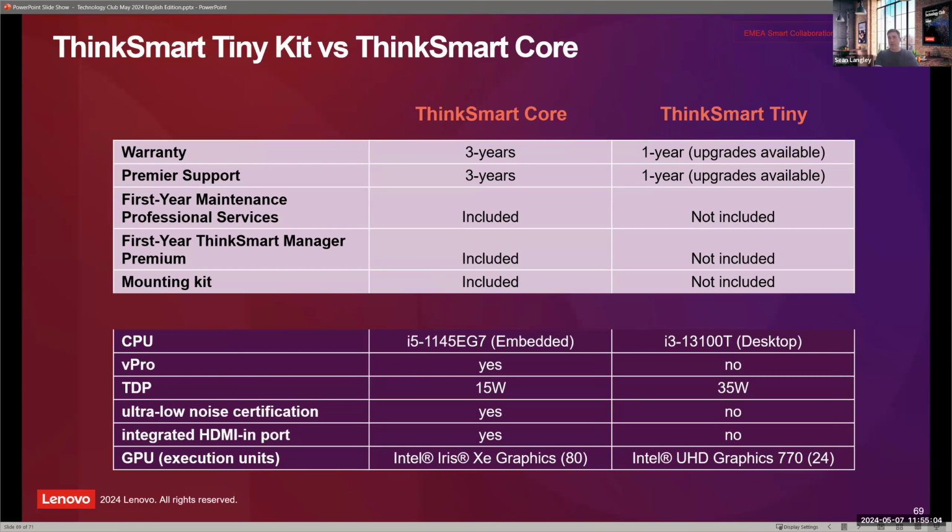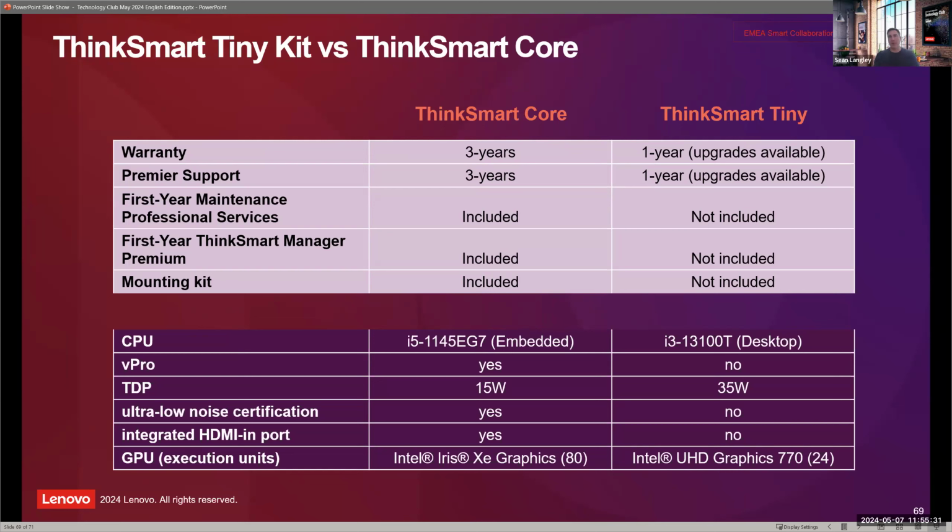The TDP, it's far less on the Core because, again, that is built for room systems. So, it's more than double on the Tiny. But again, this is not going to impact the overall functionality of it. It's just to draw the differences between a dedicated room system and a desktop room system. It doesn't have the ultra low noise certs like the Core does, nor does it have the integrated HDMI input port. And I've just talked about the dongle a second ago.